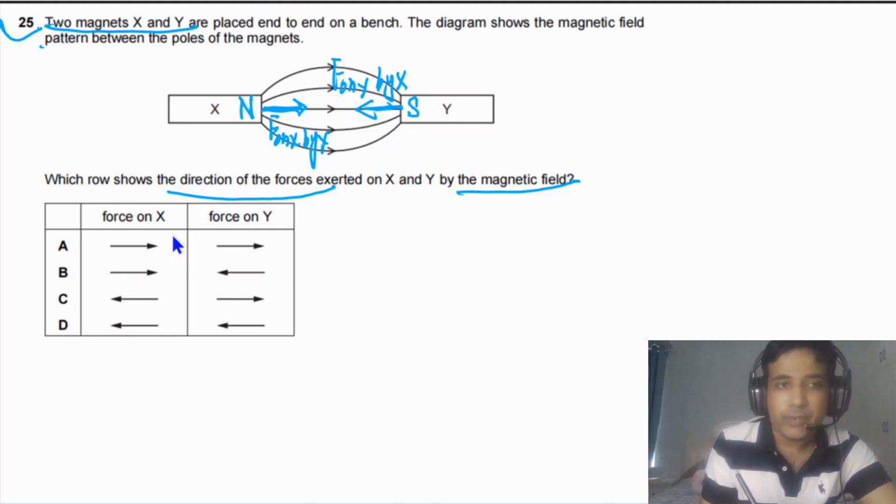If you look at option A, force on X is to the right, this is right. Force on Y is to the right, no, it has to be to the left. So this one is wrong. Option B, force on X is to the right, this is correct. Force on Y is to the left, so this is also correct. So the answer for this question is B.